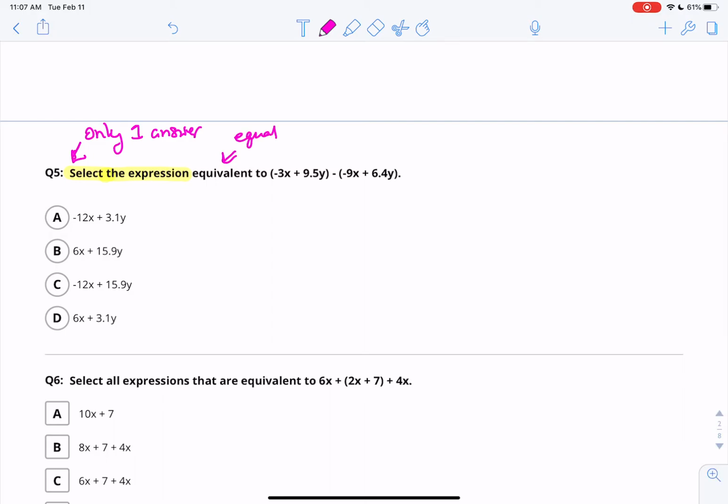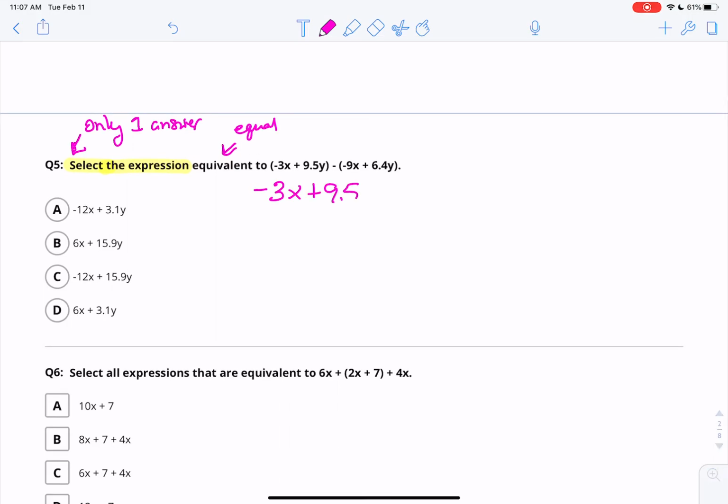And then we have a very long expression. And then we notice that A, B, C, and D are much shorter. And they only have one X and one Y for A, B, C, and D. So they combined like terms and simplified. So that's what we need to do to see which one is correct. So I have 3x plus 9.5y.